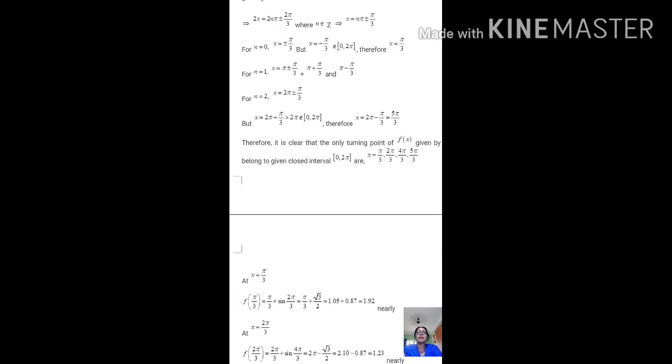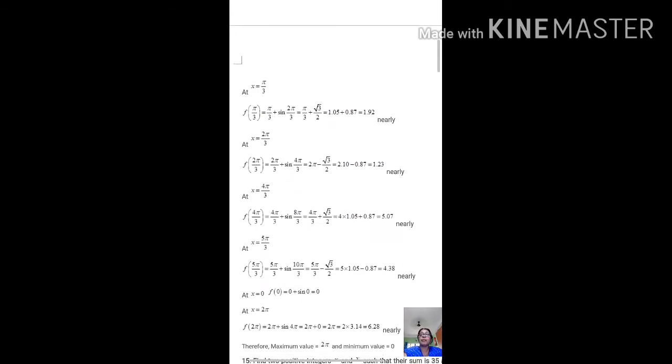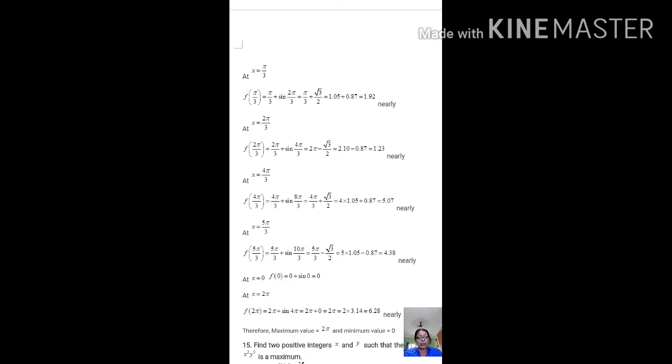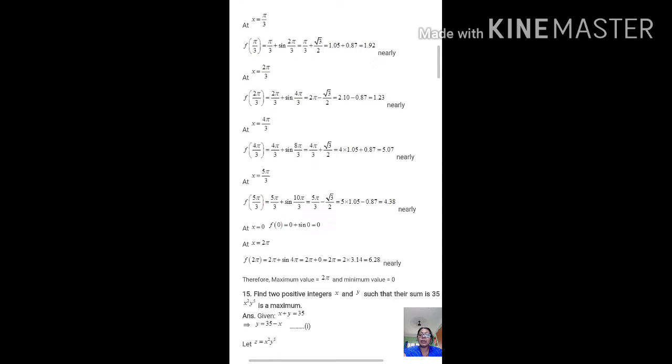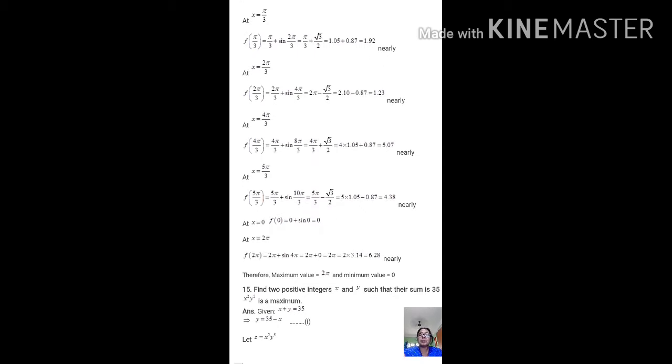So x is equal to pi by 3. f(x) means f(pi by 3) is equal to pi by 3 plus sine 2 pi by 3. So the value we are getting at the end is 1.92. Similarly for x equal to 2 pi by 3, x equal to 4 pi by 3, 5 pi by 3, also two more points, that is x equal to 0 and x equal to 2 pi. For those points also we have to get the values, and at the end we can see that at x equal to 2 pi the value is maximum, and at x equal to 0 the value is minimum. So these are the two values we are getting.